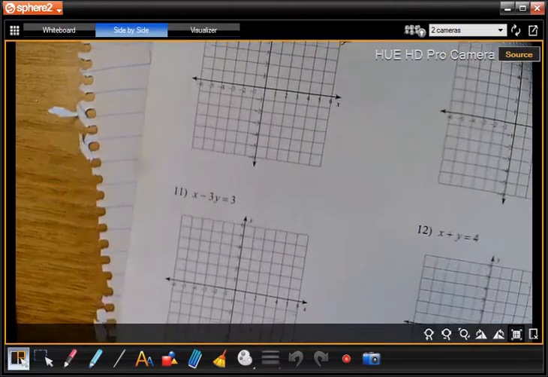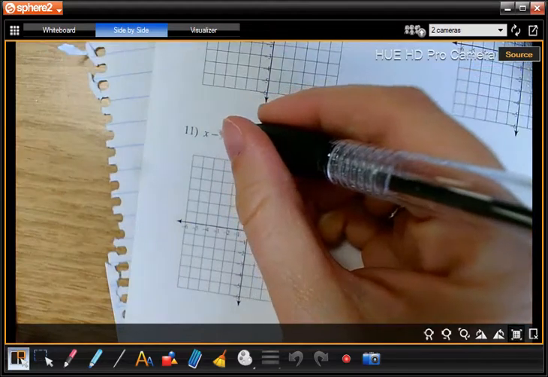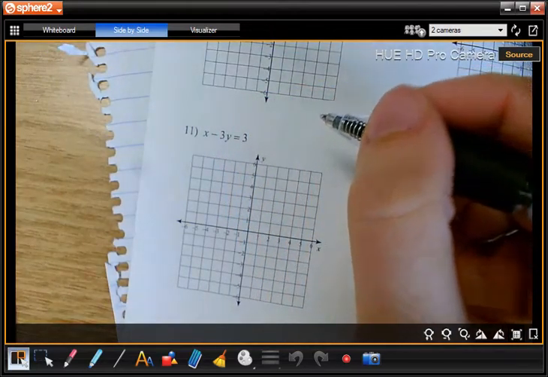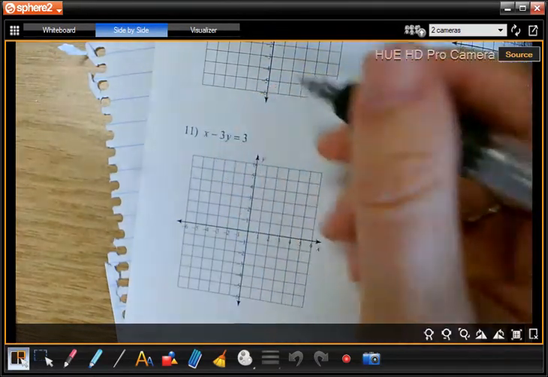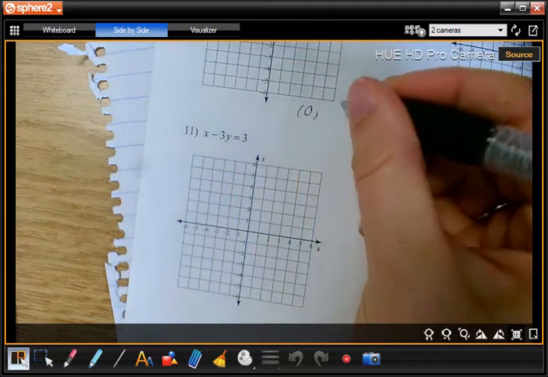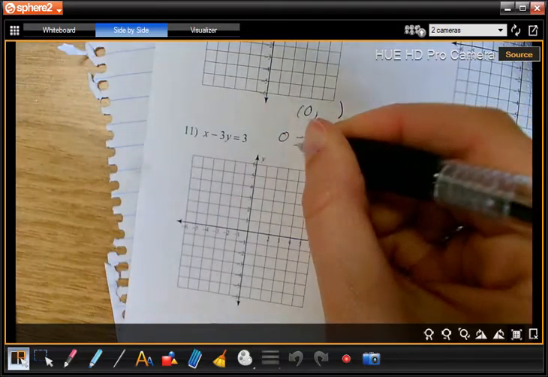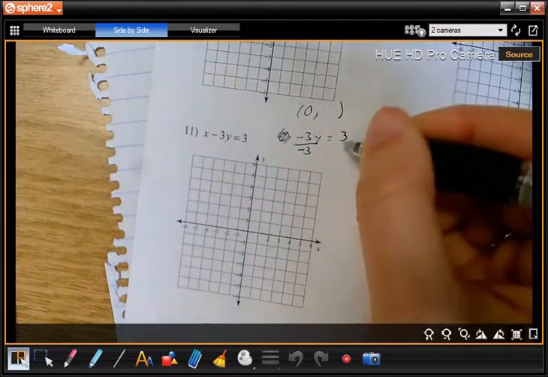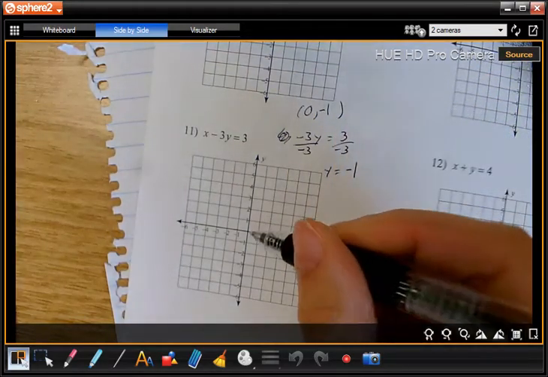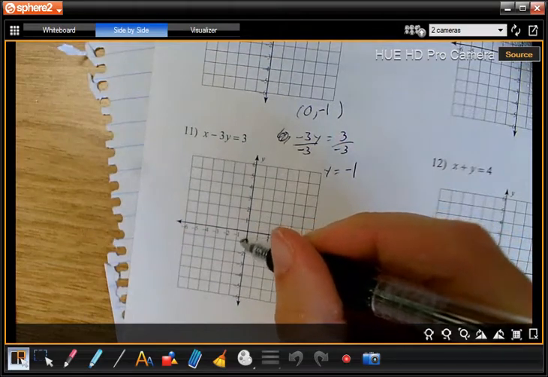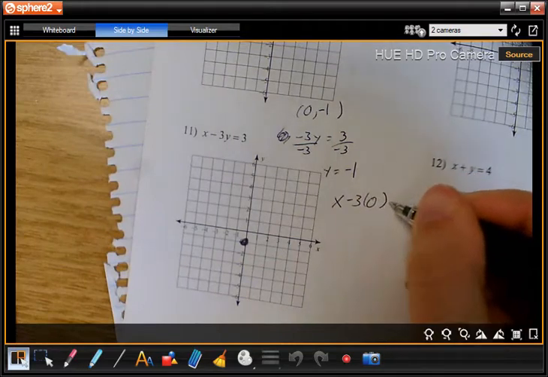Okay, let's try another one where I'm going to solve and find where it is. This is going to be my last one. x minus 3y equals 3. I'm going to plug in 0 for x first. So I've got 0 minus 3y equals 3. Divide both sides by -3 because this goes away, and I get y equals -1. So x is 0, y is -1. Found my y-intercept.